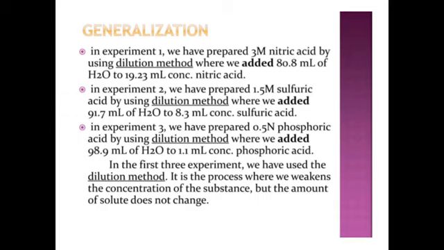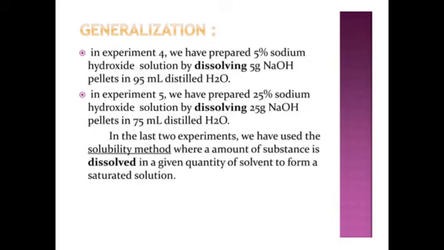And in experiment 4, we prepared 25% sodium hydroxide in a 100 cm3 volumetric flask. For the first 3, note that we used the dilution method. In experiment 4, we prepared 25% sodium hydroxide solution by dissolving 25 gram sodium hydroxide pellet in 75 ml of distilled water. We only did one for sodium hydroxide.